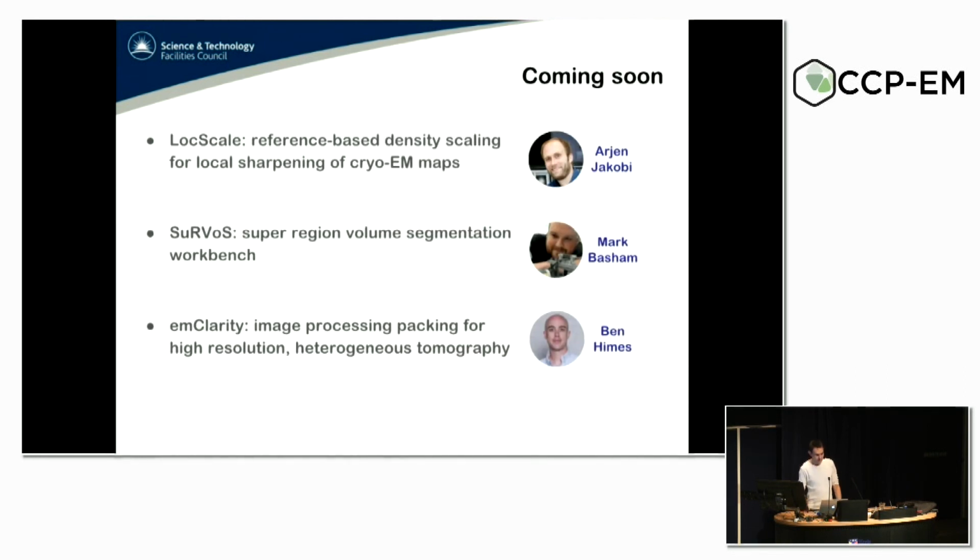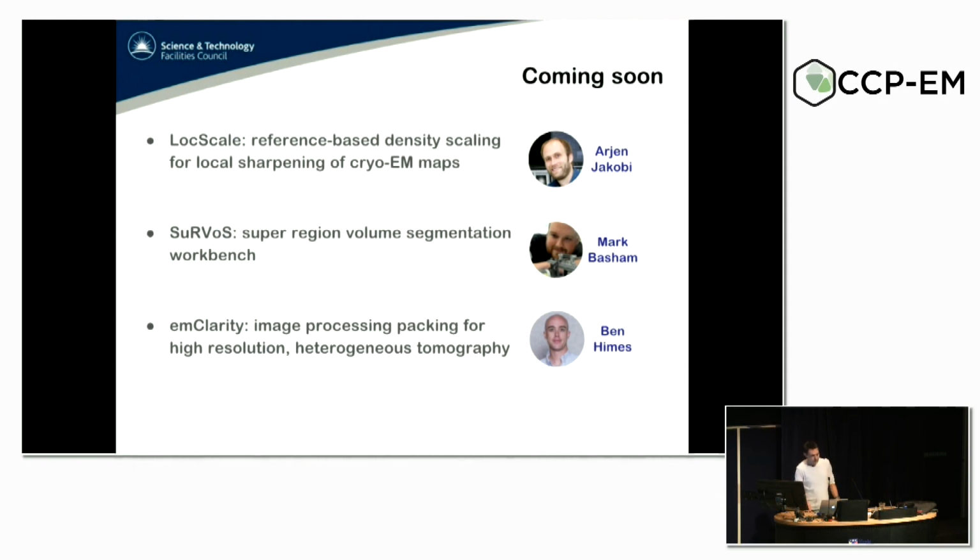Okay, so just to finish up, there's a couple of things kind of on the horizon that we're looking at. As I mentioned before, the way that we're sharpening maps with a single B factor is suboptimal. So Ian's developed this algorithm called LocScale, which is a reference-based density scaling, which allows you to do local sharpening. I won't say any more about this because we're fortunate to have Ian here with us, and he'll explain about it this afternoon. But this is now in CCP-EM if you run it in alpha mode. And we're developing it to add the new functionality that Ian's working on at the moment.